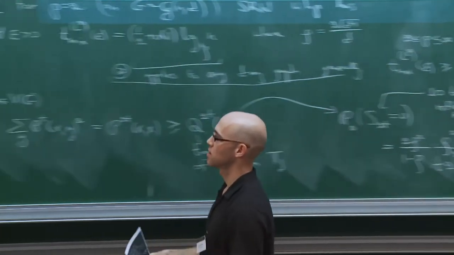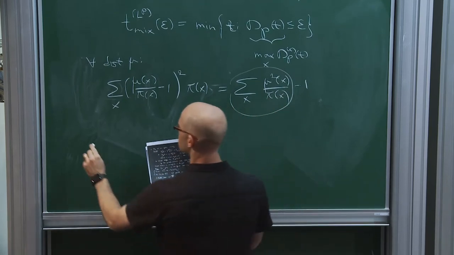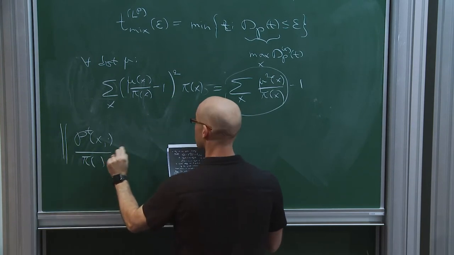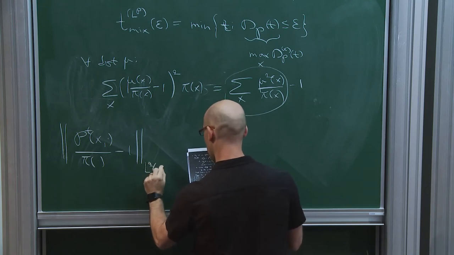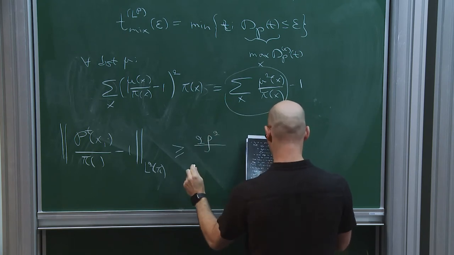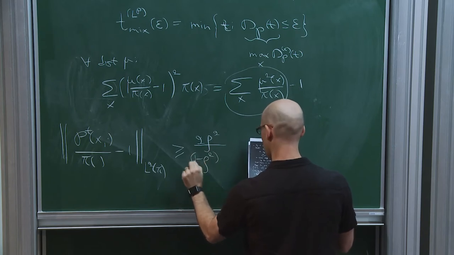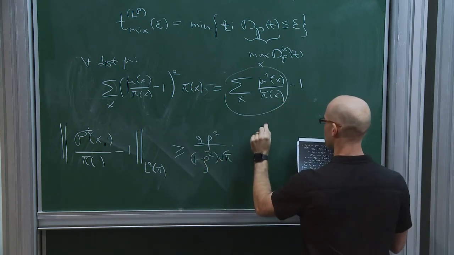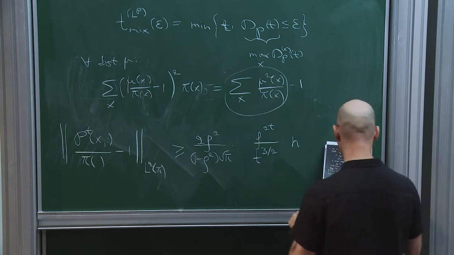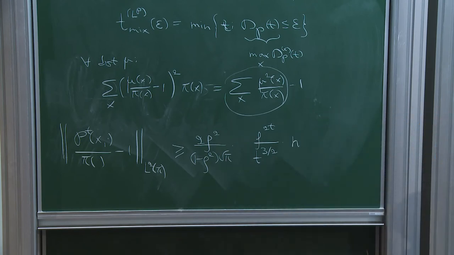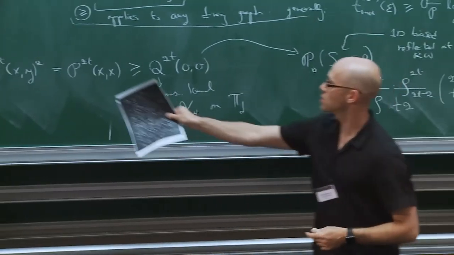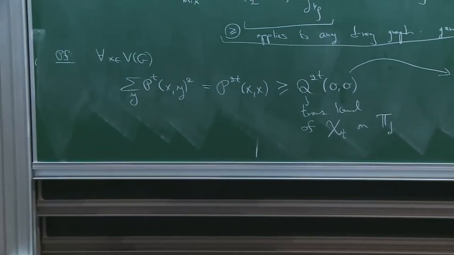So if we go back to why we needed this, this means that if we look at the norm of p^t(x,·) divided by pi minus 1 in L2 of pi, it's at least 2 rho tilde, rho squared, I have a square root pi here. And now the important thing, we have a rho to the 2t divided by t to the 3 halves times n. The n comes from this ratio of pi, that we said let's postpone till later. Here we did it without the division by pi. So dividing by pi gives a factor of n.